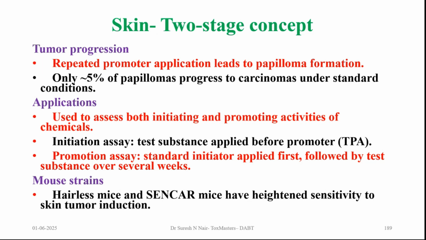So don't think that this assay is exclusively used for dermal carcinogenesis. It is used for systemic carcinogenesis also, because with this model you can very easily identify the initiation, promotion and progression stages. Usually the hairless mice and the Sencar mice have high sensitivity to skin tumor induction because of the lack of hair.